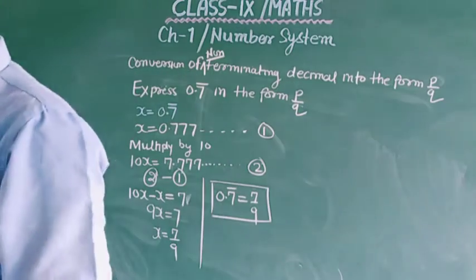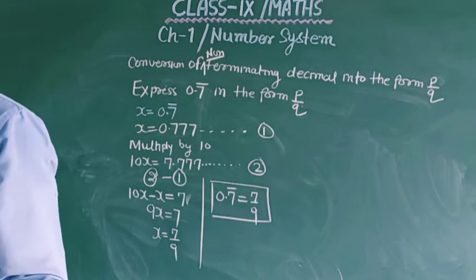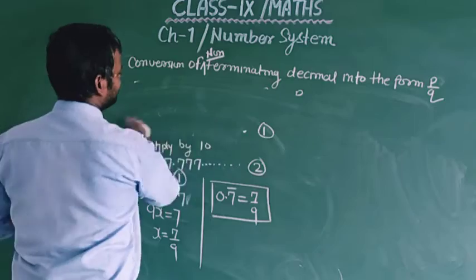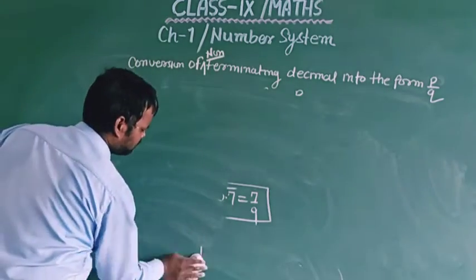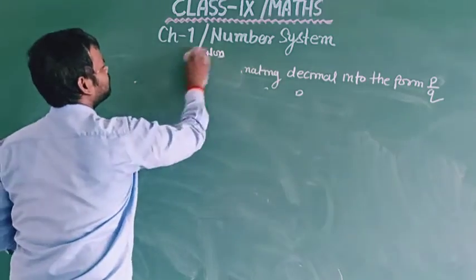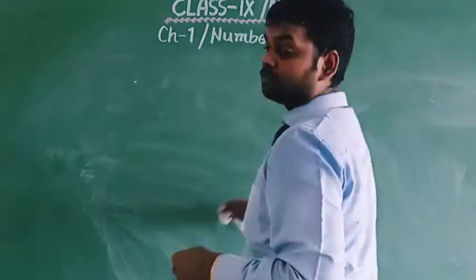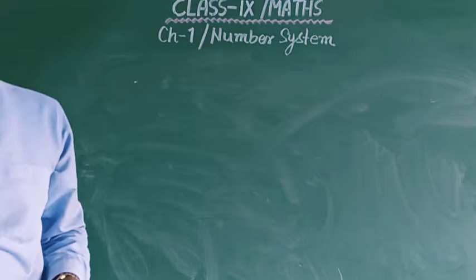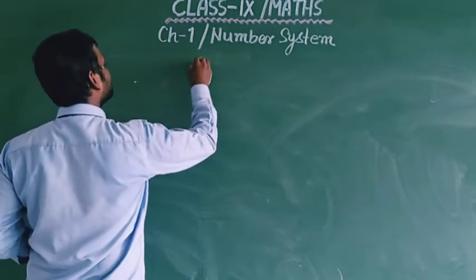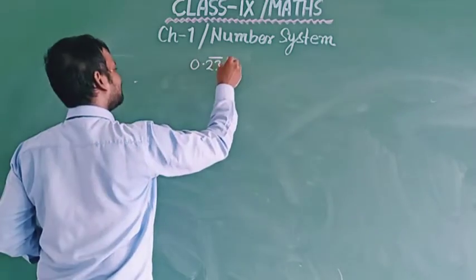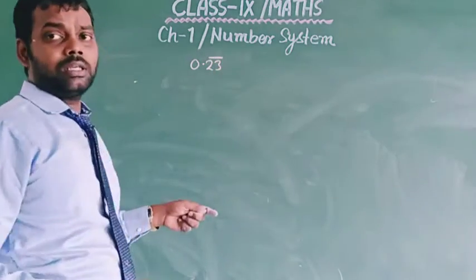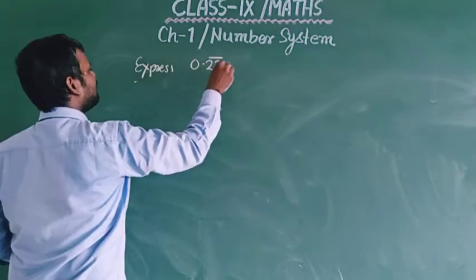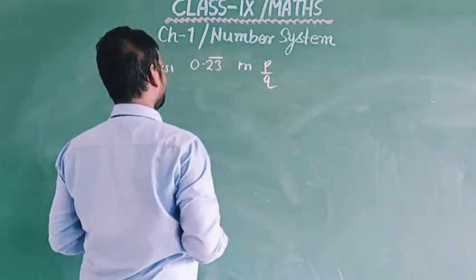Okay, let us see another problem. This is the mixed type. Express 0.23 bar in P by Q, in the form of P by Q.